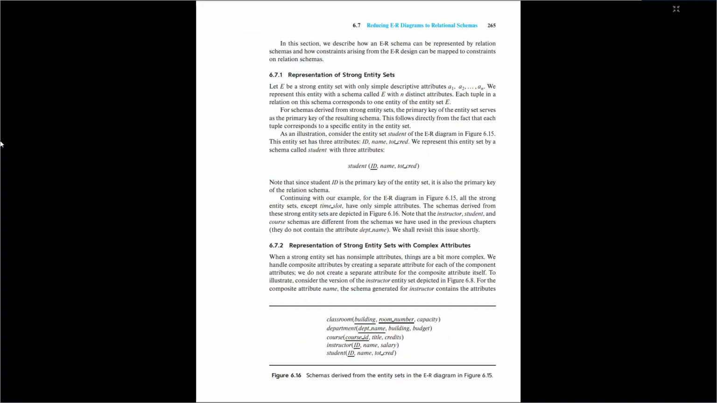6.7 Reducing ER diagrams to relational schemas. In this section, we describe how ER schemas can be represented by relation schemas and how constraints arising from the ER design can be mapped to constraints on relation schemas.